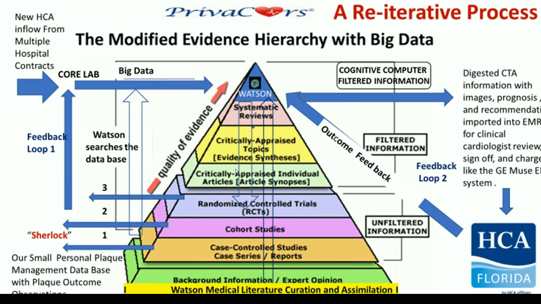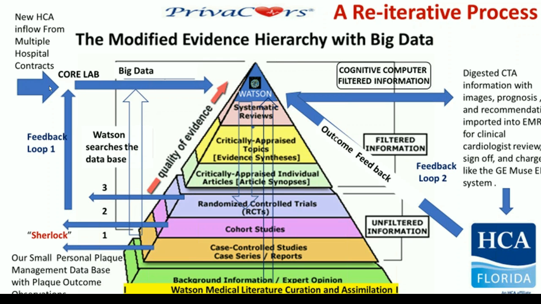Watson can also review charts, and let's talk about that. So you take my small database that I've gotten from personal plaque analysis from our Sherlock program, and you bring that data up as a feedback loop here, and we bring in HCA hospital multiple information from their data that's coming to a core laboratory, and that comprises then big data.